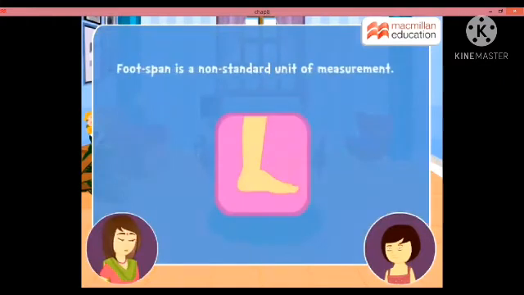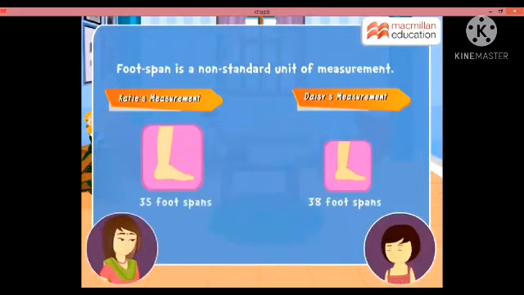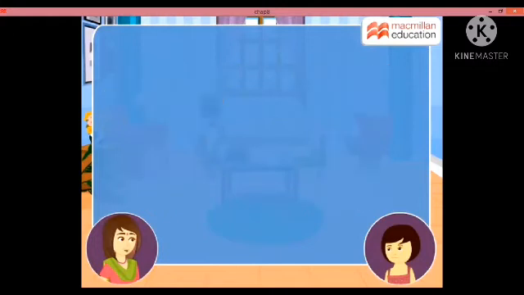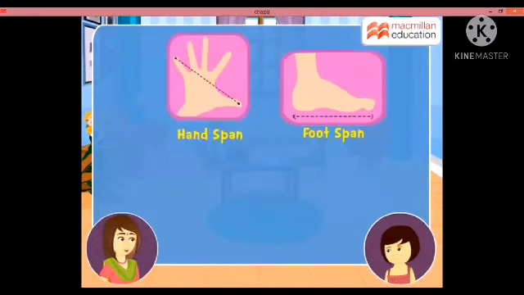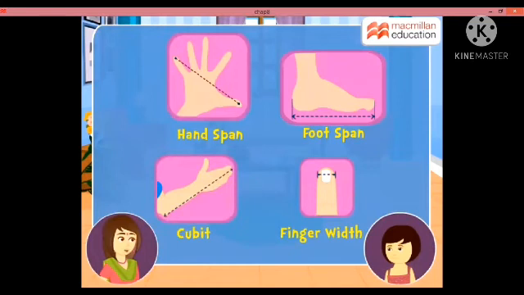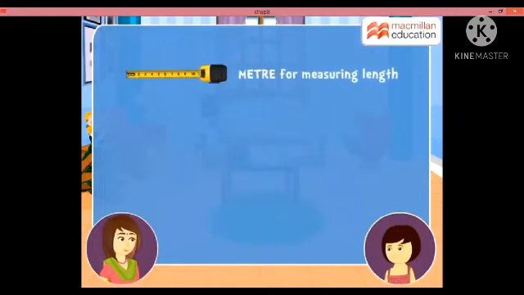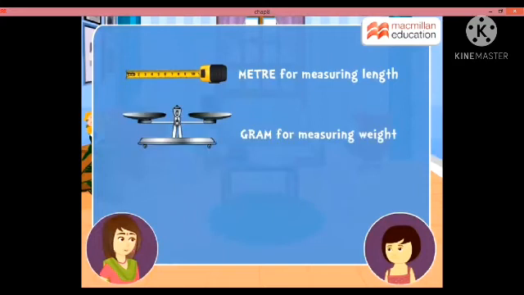Look, footspan is a non-standard unit of measurement, which means measuring the same length with different footspans will give us different answers. In earlier times, we used measures like handspan, footspan, and other non-standard unit of measures. But now, we use a standard unit of measurement called the metric system, which uses the 3 basic units, which are meter for measuring length, gram for measuring weight, and liter for measuring capacity.